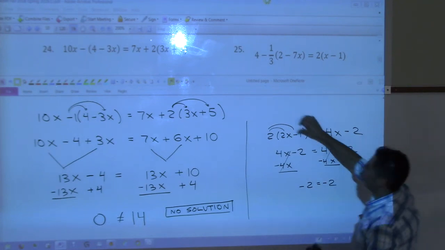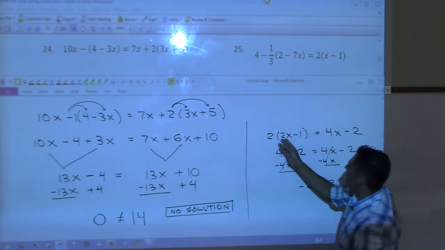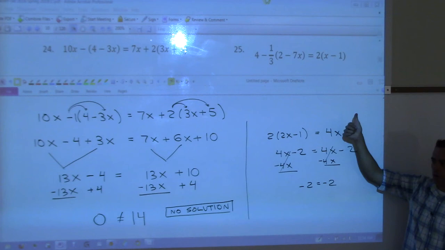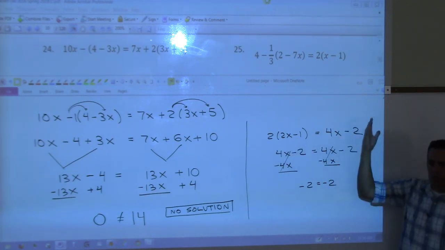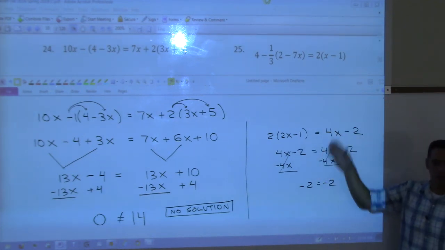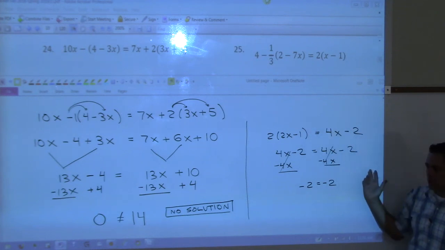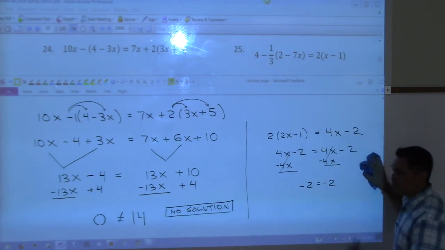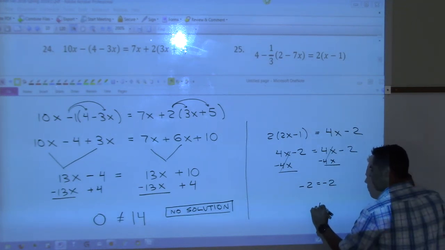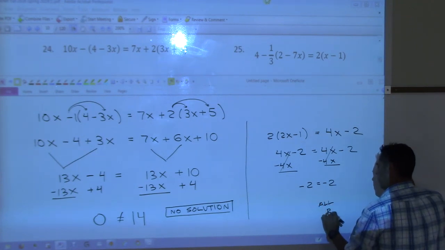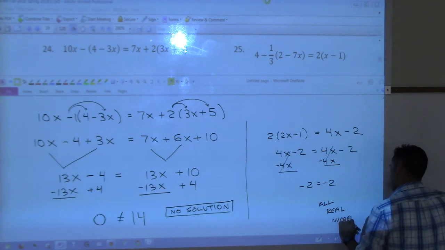So we go back to the original equation. Give me any x, plug it in here, and it'll work. So if you plug in 5 and 5, it'll work. If you plug in 10 and 10, it'll work. If you plug in 1,000,000 and 1,000,000, it'll work. All right? So just be aware of that. You would put here all real numbers.